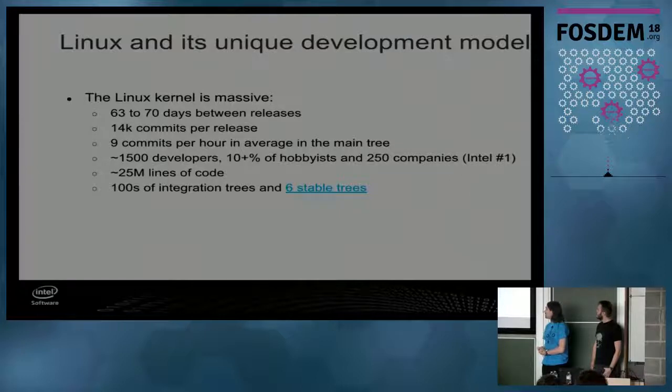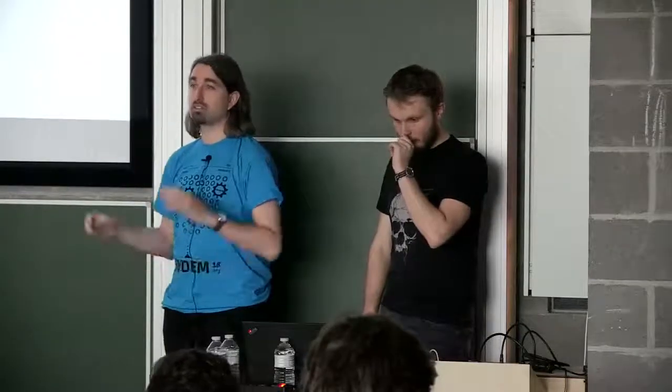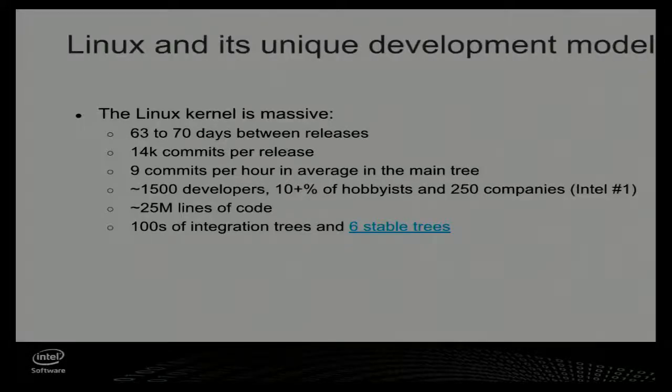That's 1,500 developers, with 10% of hobbyists and a lot of companies. What I mean by this is that good luck having a centralized system that would cover everyone's use case. So we are going to just cover our own, and it actually covers quite a lot. It's pretty big, and what is really interesting is that there's a lot of integration trees, hundreds, and then after the release, you get 6 stable trees, which also means that you need to verify that this is still working, because this is what users are using. No one is using the integration trees.